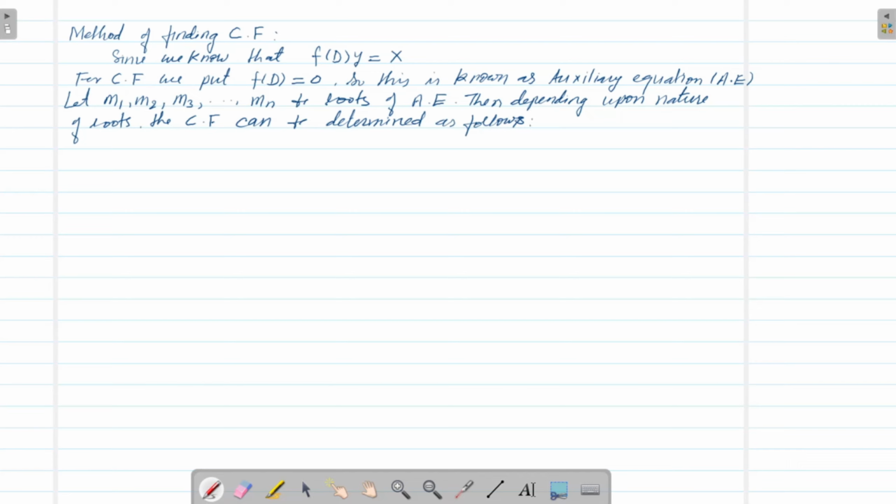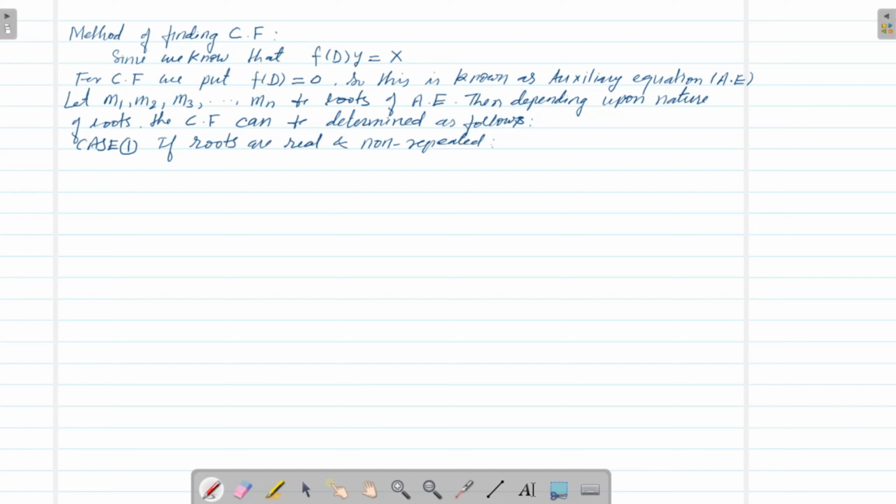So there are 4 cases to find out the complementary function. Case number 1: if roots are real and non-repeated, which means distinct.